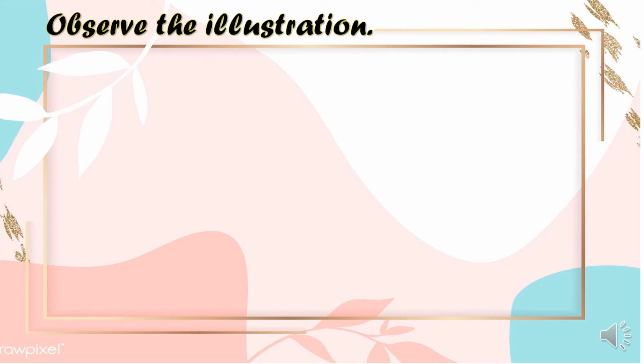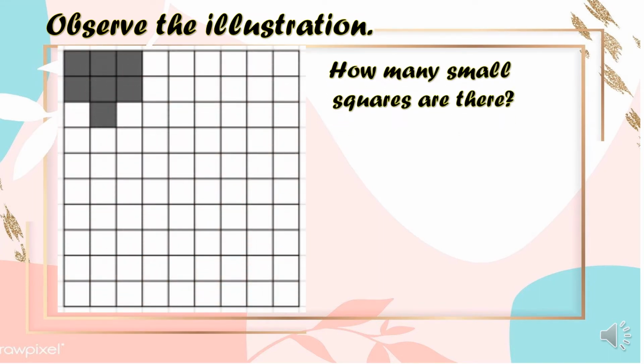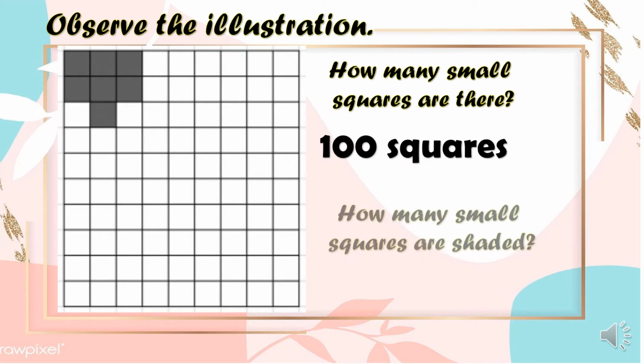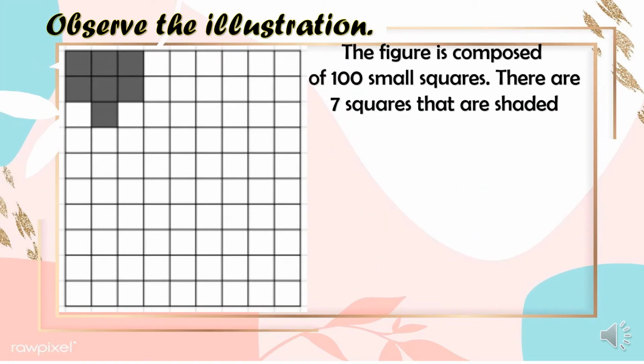Let us observe the illustration. How many small squares are there? Yes, it has 100 squares. And how many small squares are shaded? It has 7 squares. The figure is composed of 100 small squares, and there are 7 squares that are shaded.